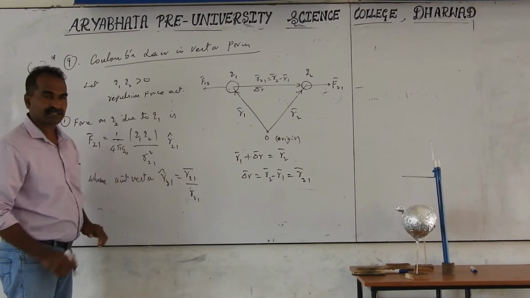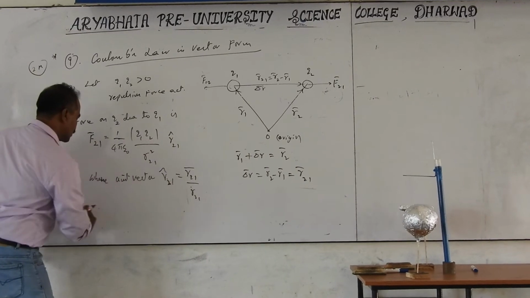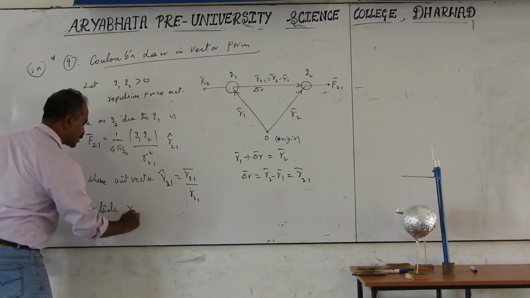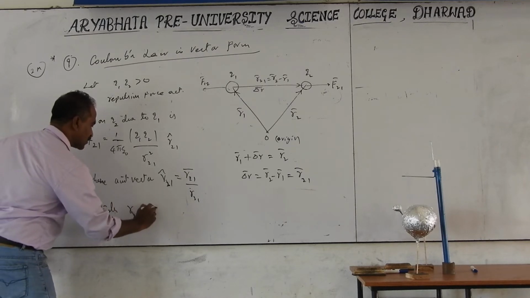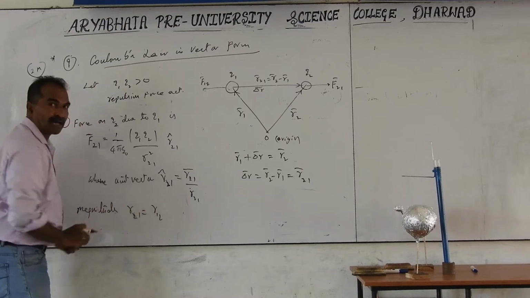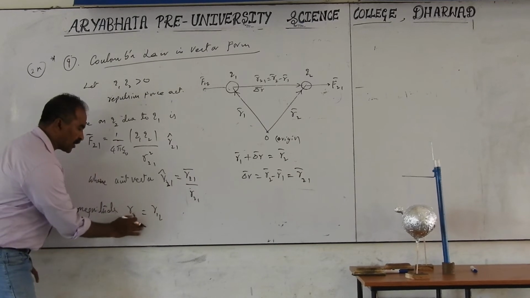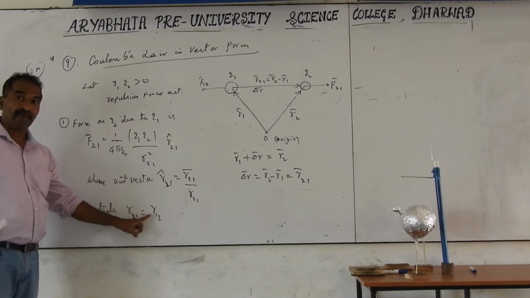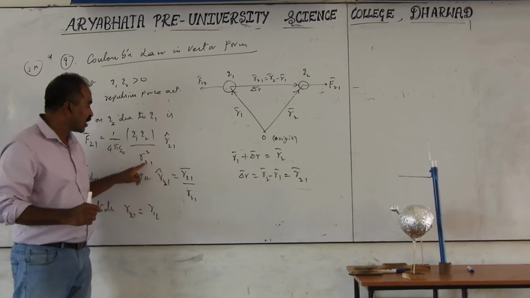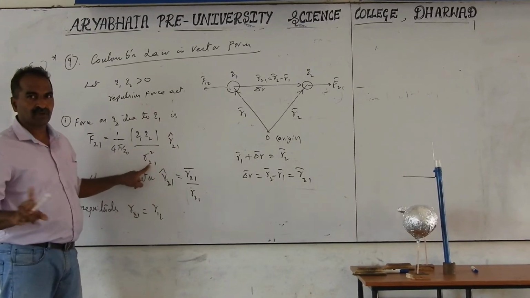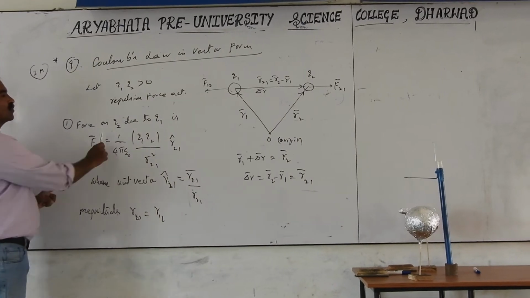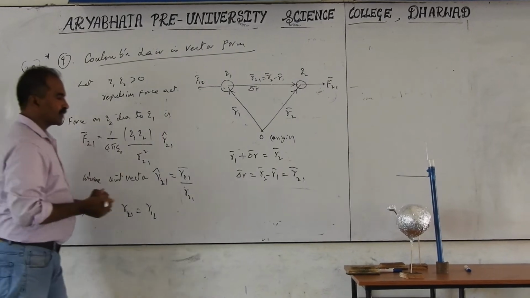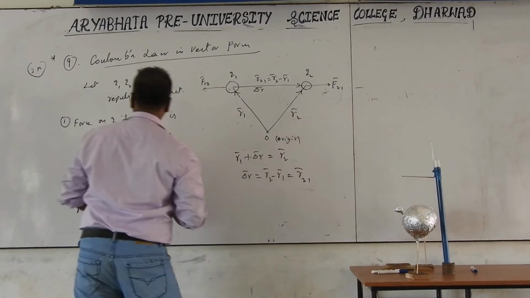R21 bar has the same direction. As for magnitudes, R21 is equal to R12; I am not putting caps or bars here, though you can put modulus if you want. The magnitudes are the same, so wherever R21 is in the denominator, we can replace it with R12. That makes no difference. This is the force acting on Q2 due to Q1. We take this as equation 1. Now I want to take the force acting on Q1 due to Q2.